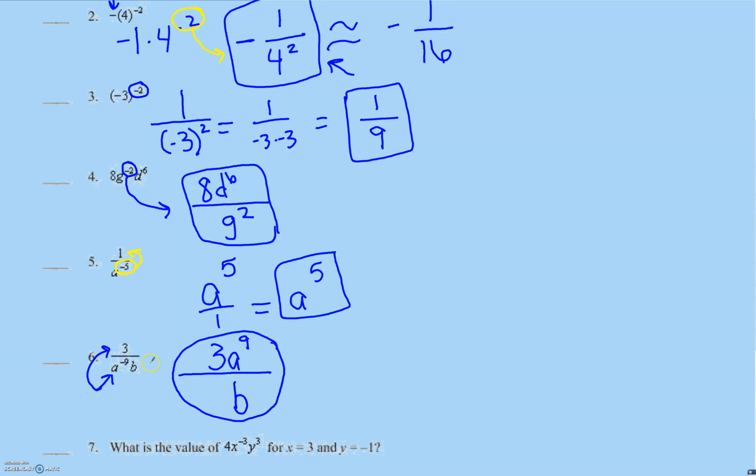That b doesn't have a negative exponent. It has a 1. Remember, if there's not an exponent, it's a 1. And since it's positive, it stays. Same with our 3. Our 3 stays in the numerator.